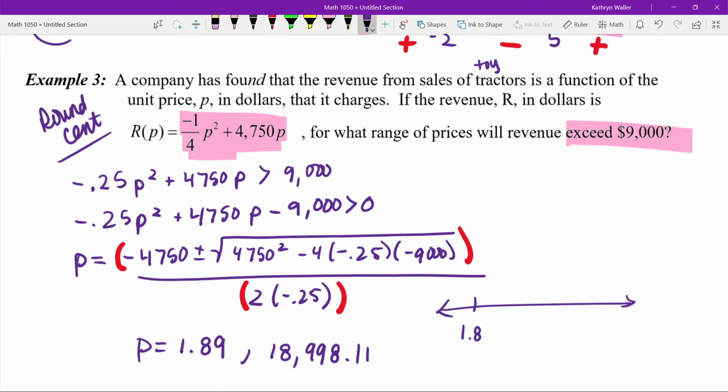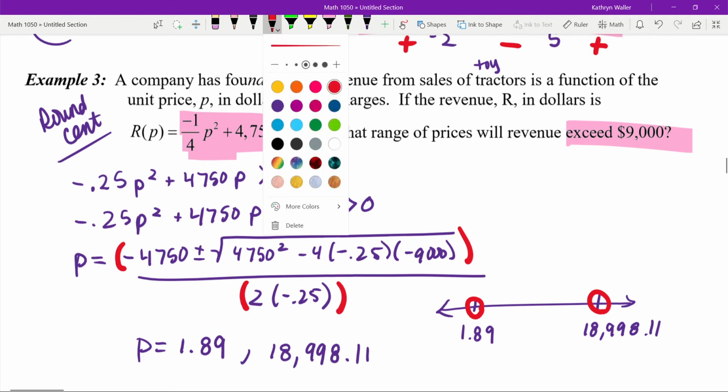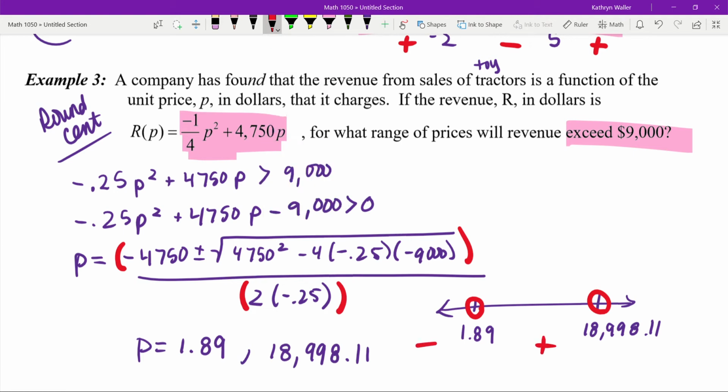Left-hand side, 1.89. Right-hand side, 18,998.11. It's supposed to exceed, so it can't be equal to, so it's going to be open. Look how I could do this. I don't know if anything's squared. Nothing's squared, but anyway, if I put in a 0, I know I'm going to get a negative. Where's the 0? Here. So I'm pretty sure it's going to be negative, positive, negative.